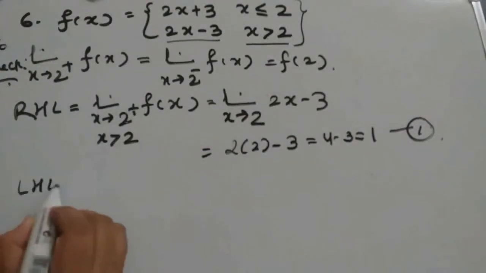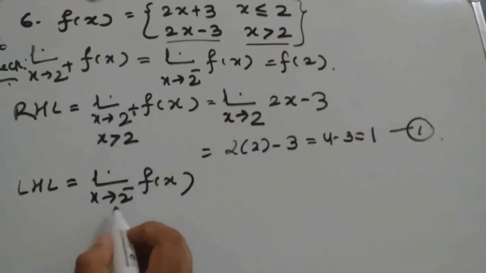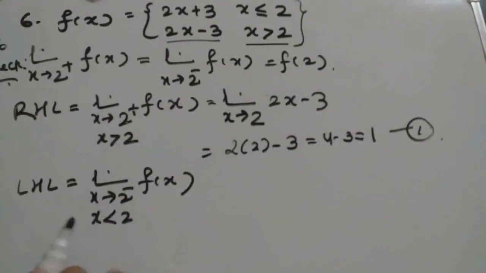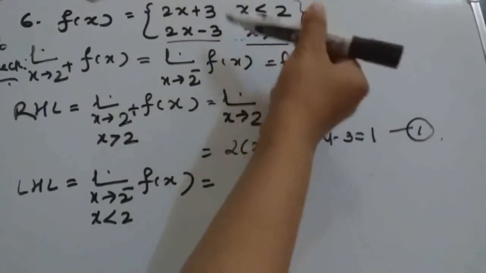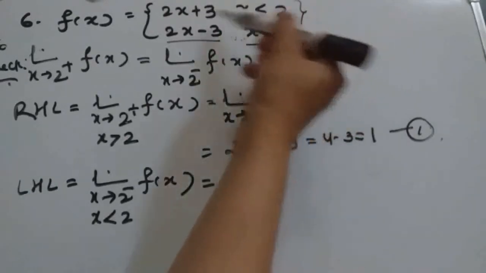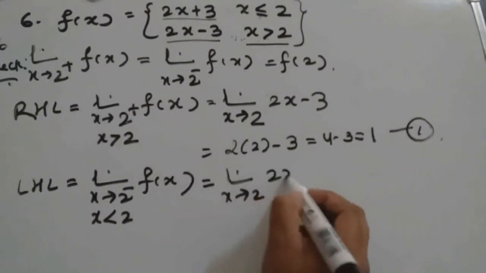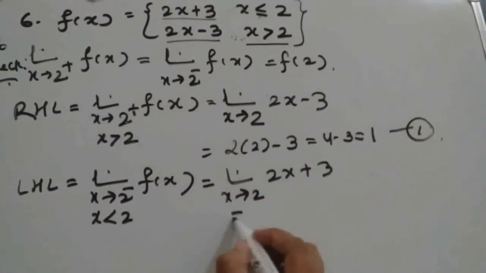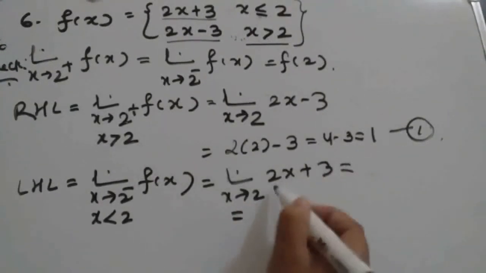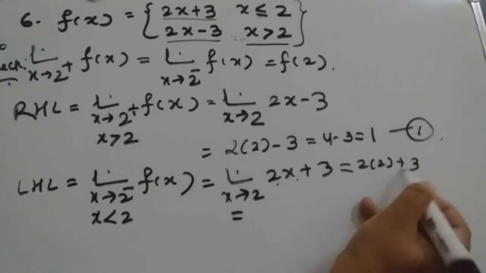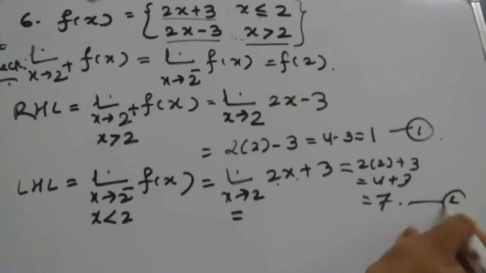Now left hand limit we will consider here. Limit x tends to 2 minus. Now 2 minus means x value will be less than 2. So from these two, in which function is x less than 2? So first function. See here, x less than 2. So limit x tends to 2, 2x plus 3. After substituting the value, no need to write limit: 2 into 2 plus 3, so 4 plus 3 equals 7. So this will be your equation 2.